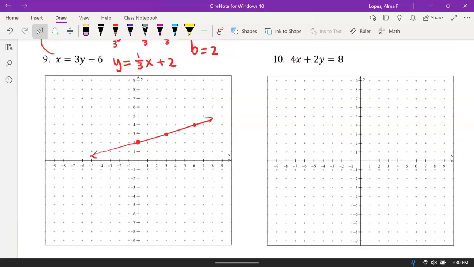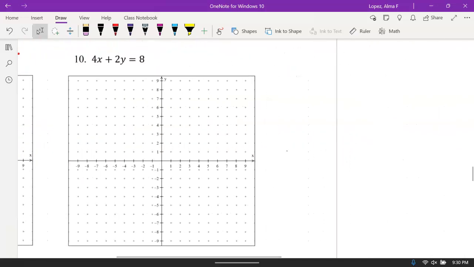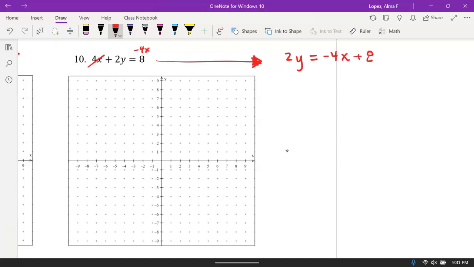Let's look at number 10. I'm going to scoot this over so we have a little bit more room. I'm going to get the y all by itself, so I'm going to move the 4x over to the other side. It's going to become a -4x. Okay, I'm going to rewrite it. That is 2y equals -4x plus 8. To get the y isolated and all by itself, I'm going to divide every single piece by 2.